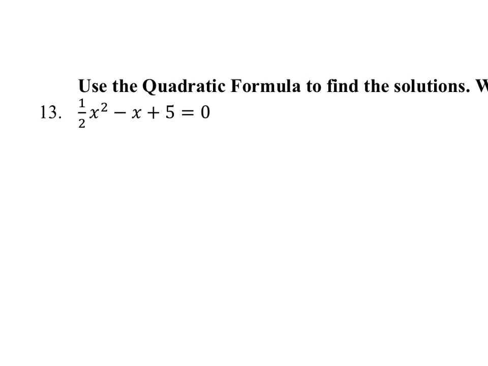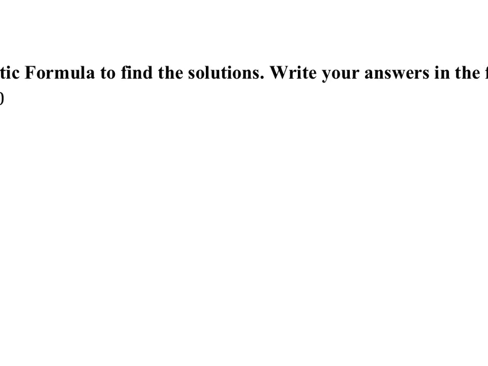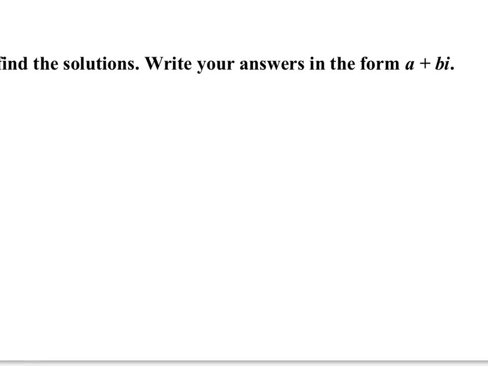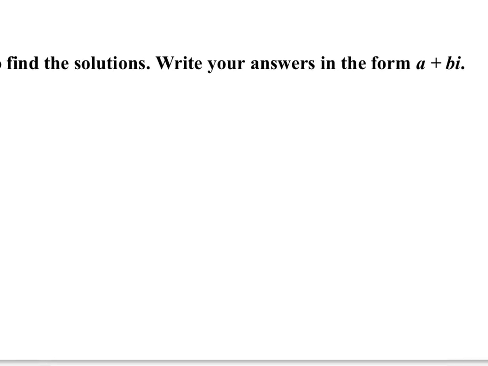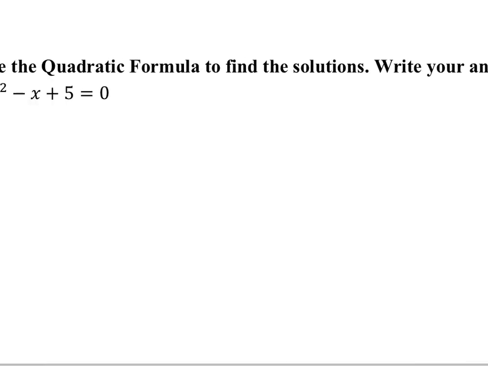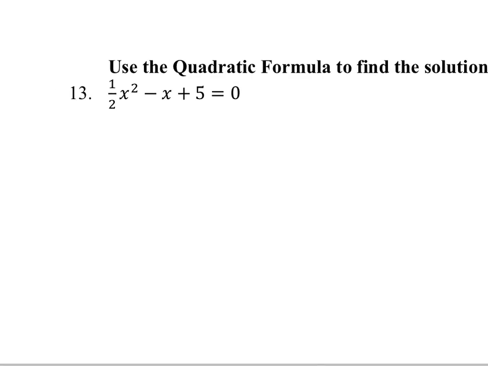All right, number 13. I'm going to slide over here in the screen so you can see the rest of the directions. It says use the quadratic formula to find the solutions. Write your answer in the form a plus bi. Again, I suppose we could be trying to trick you there, but we're really telling you ahead of time that the answer will be a complex number. So you can expect that to happen. Now this is kind of a strange value of a, and you could actually work with the one.